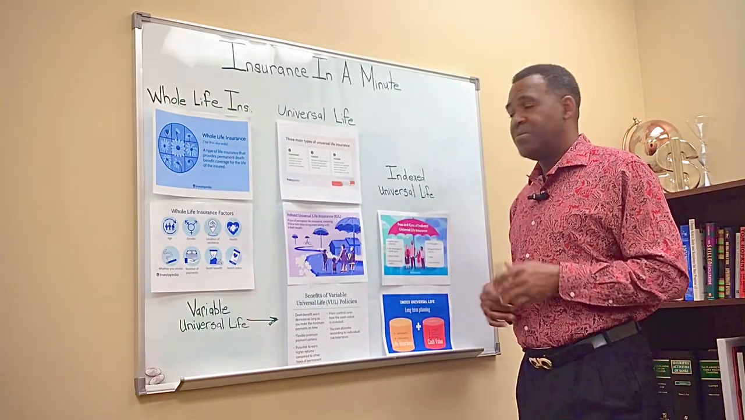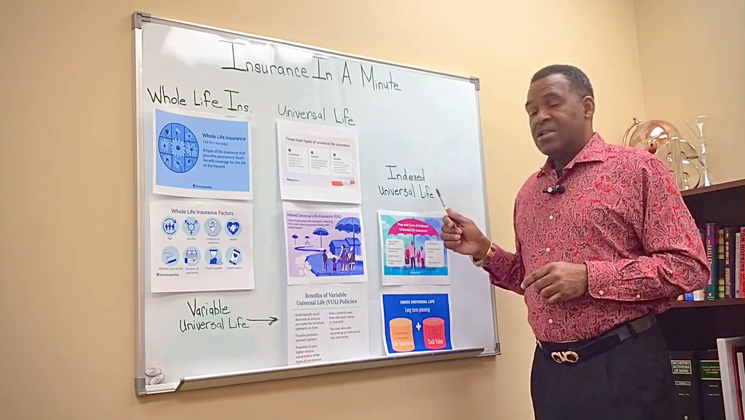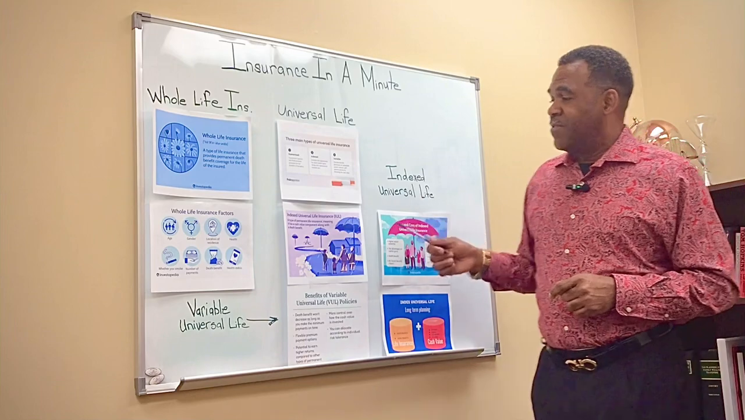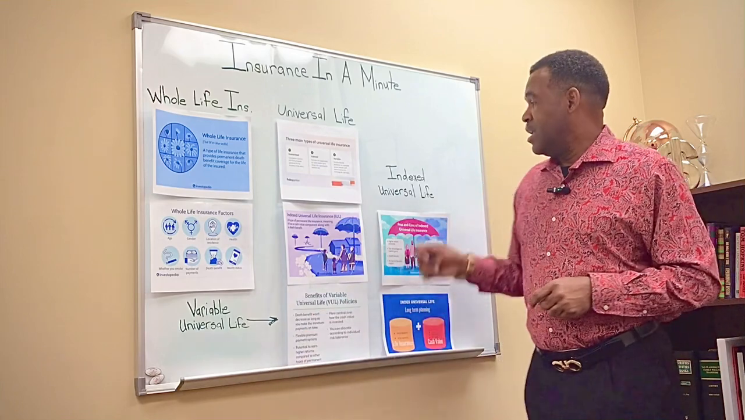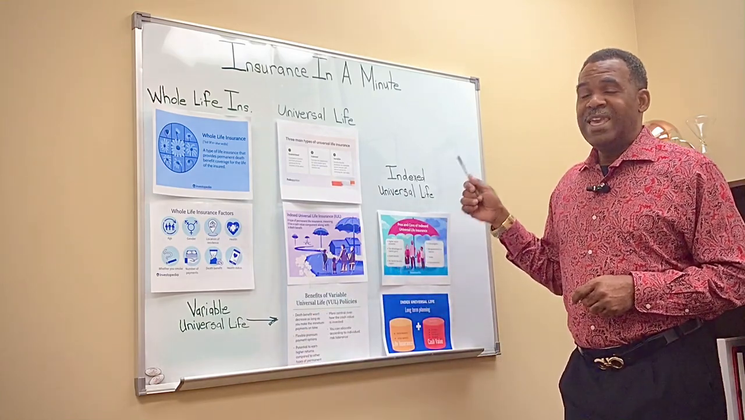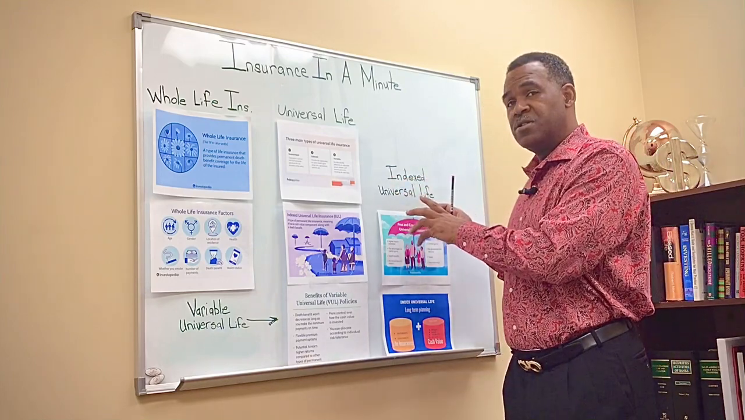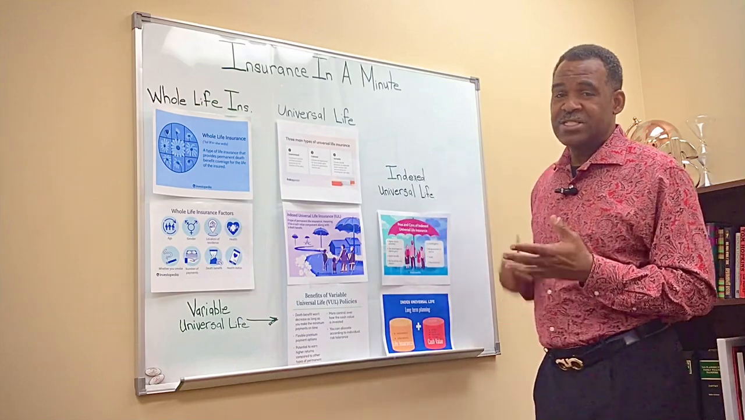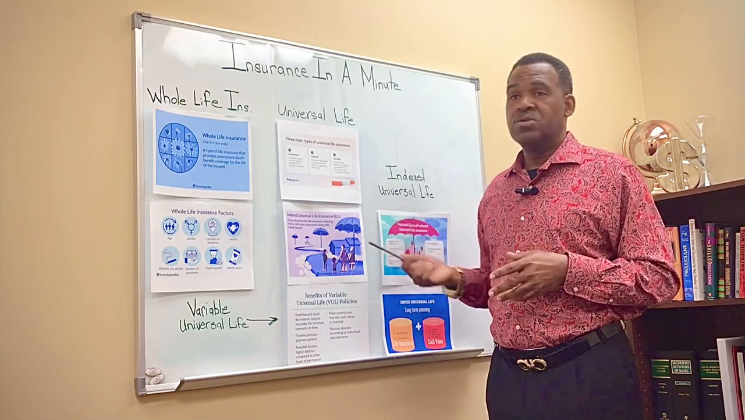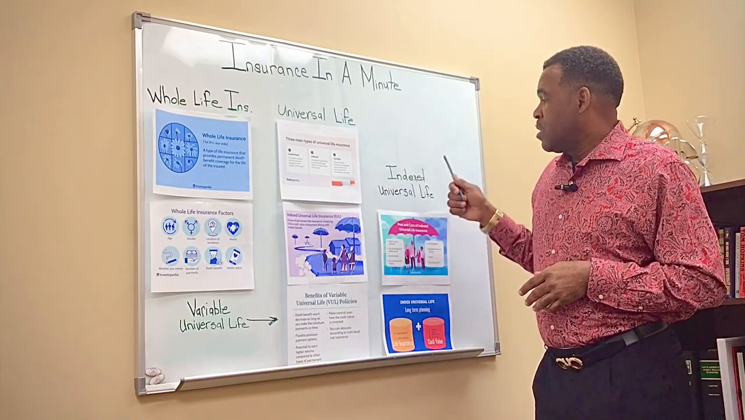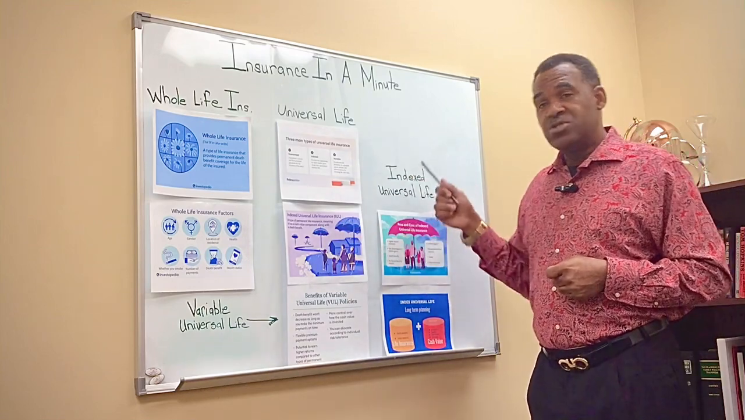The new kid on the block that everybody seems to be talking about on the internet and everywhere is the index universal life. The index universal life is a hybrid between traditional universal life and variable universal life. The index has mutual fund indexes. It's not a traditional mutual fund subaccount, but an index like the Standard and Poor's, Nasdaq, and the Russell 500 fund.